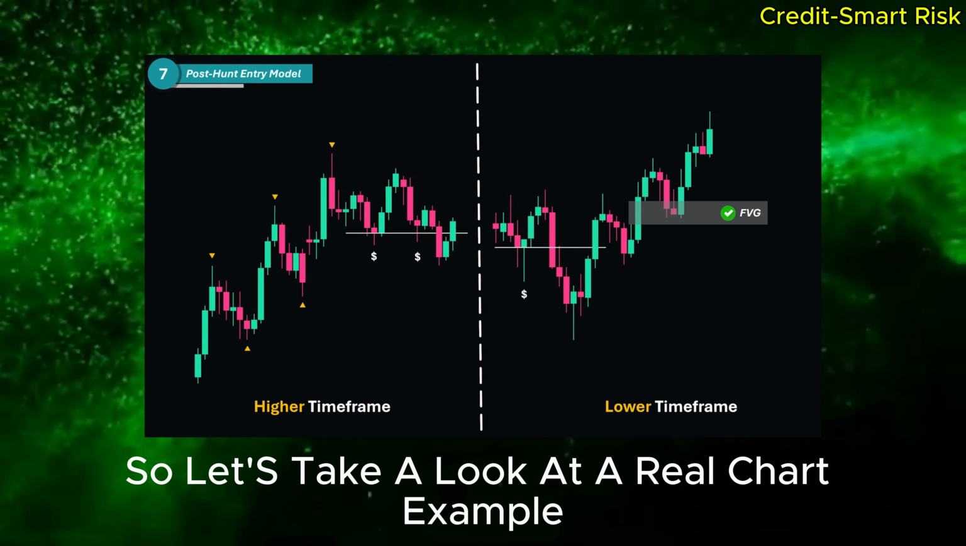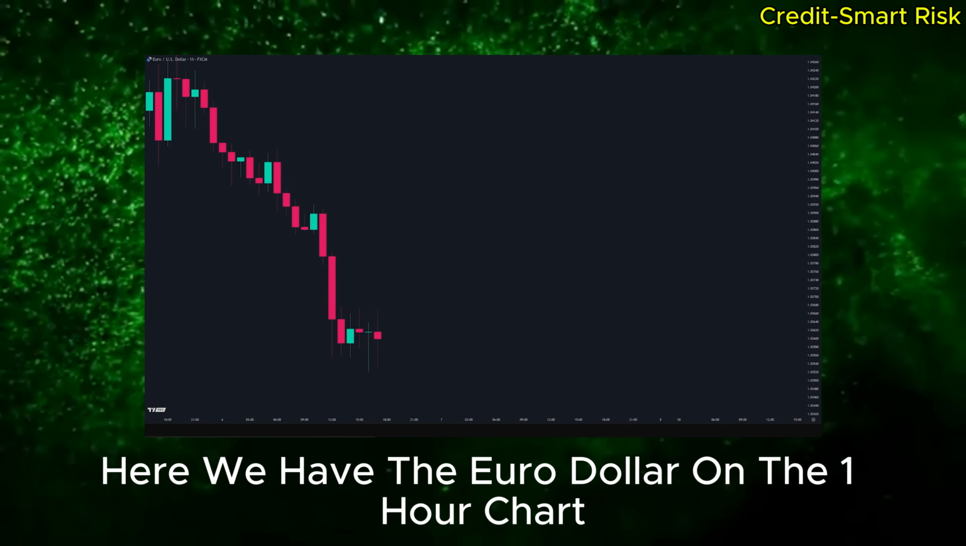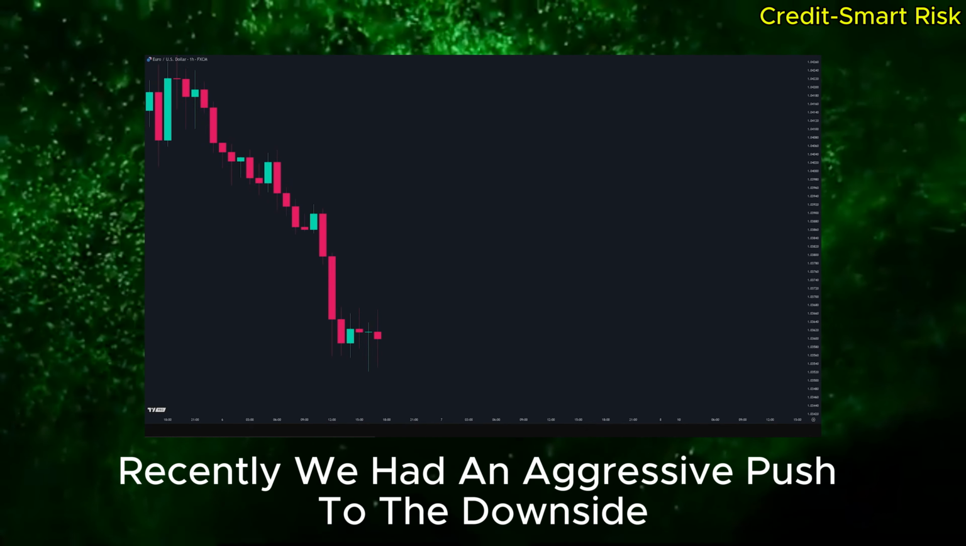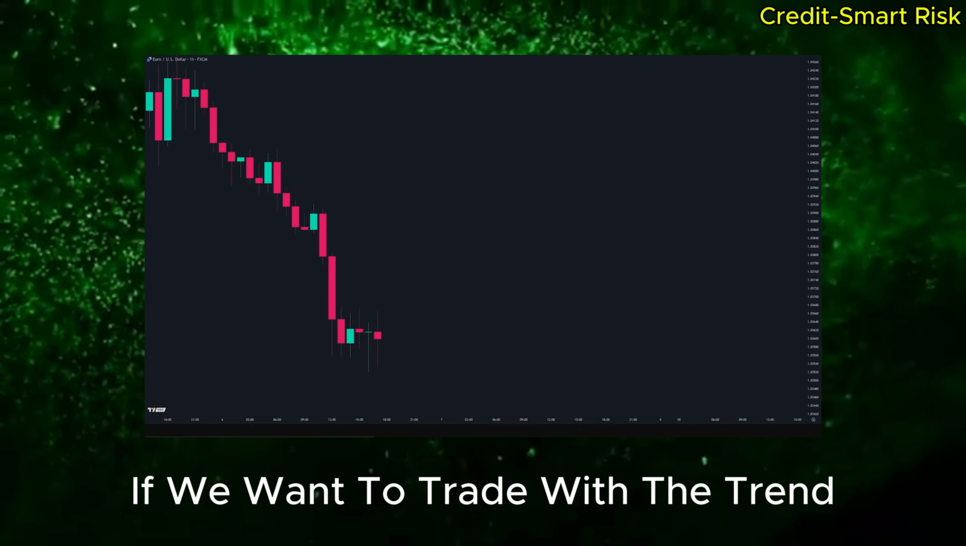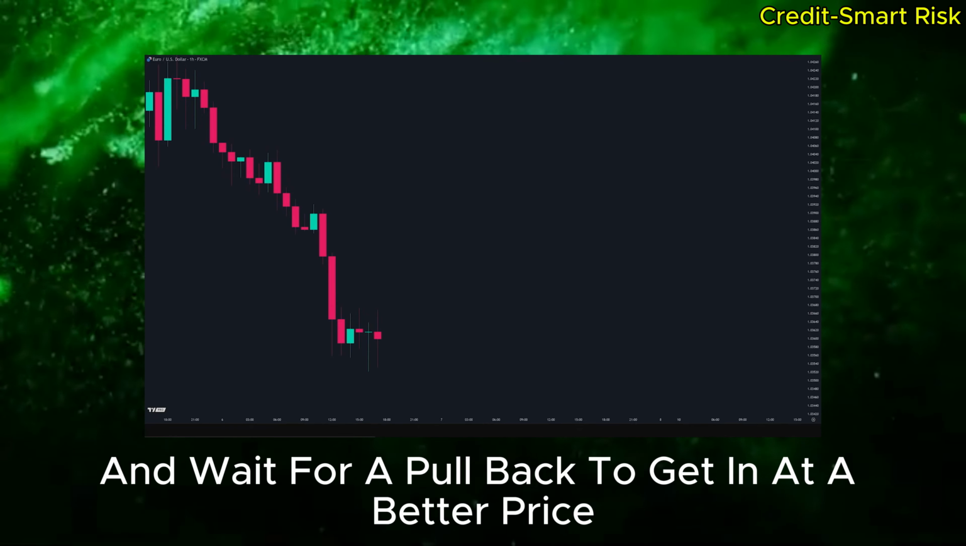So let's take a look at a real chart example. Here we have the euro-dollar on the 1-hour chart. Recently we had an aggressive push to the downside. If we want to trade with the trend, we need to be patient and wait for a pullback to get in at a better price.